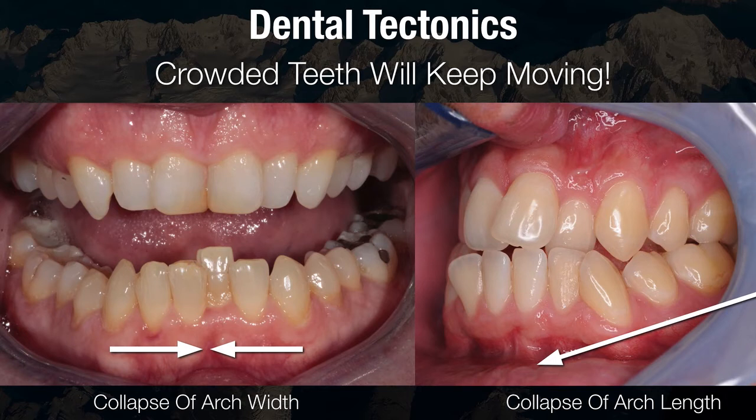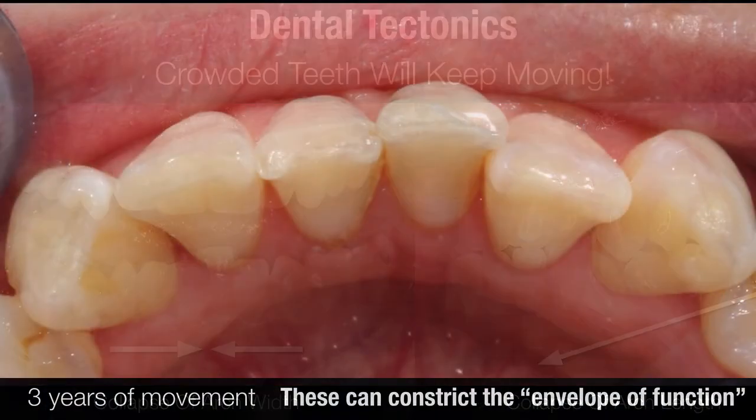The other movement that will often occur is collapse of arch length. So from front to back, regardless of whether you've got wisdom teeth, regardless of whether you've even got molar teeth, in many patients that will keep happening through their lifetime.